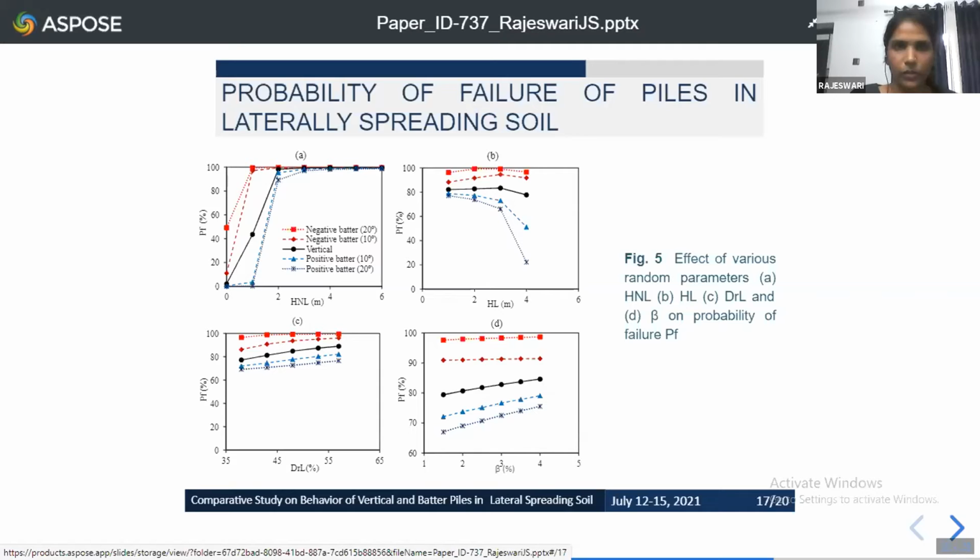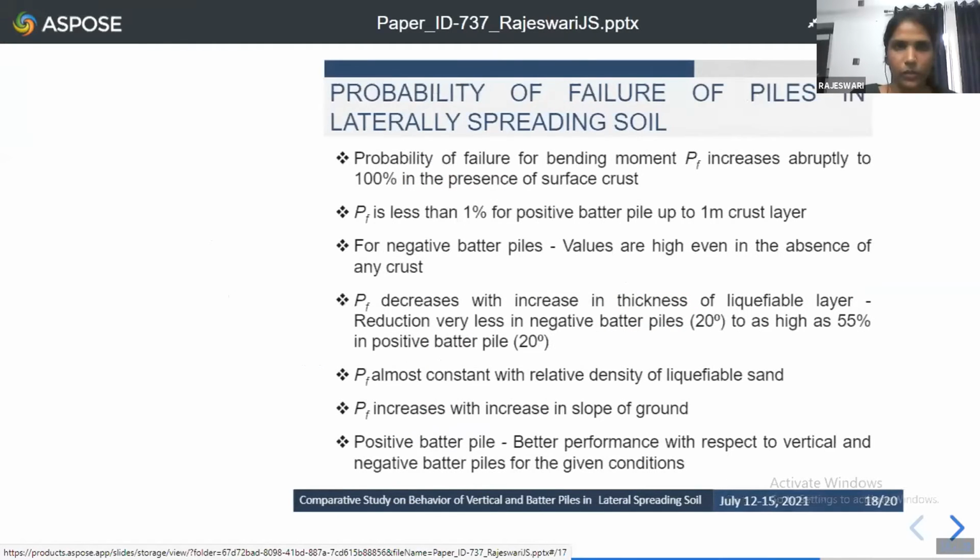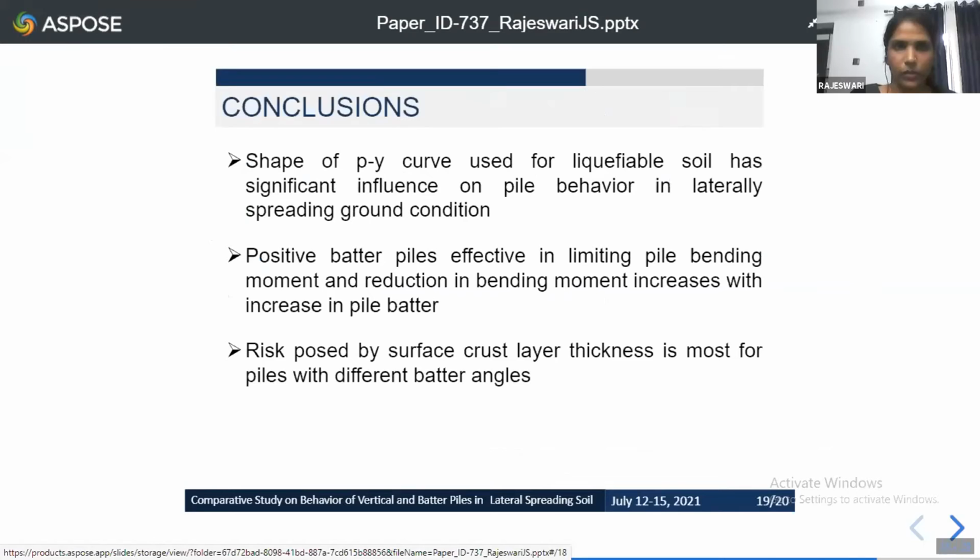The PY curve used for the liquefiable layer has significant influence on the lateral spreading ground conditions. We have seen that the conventional curves underestimate the pile response, the pile bending moment, in laterally spreading ground. Positive batter piles are effectively limiting the pile bending moment, and the reduction in this bending moment increases with increase in the pile batter. And finally, the risk posed by the surface crust thickness is most for piles with negative batter angles.